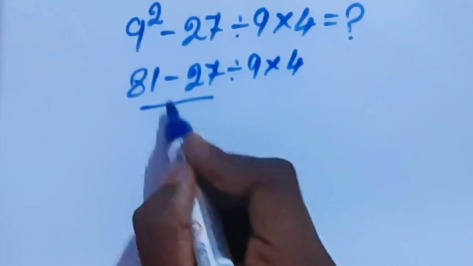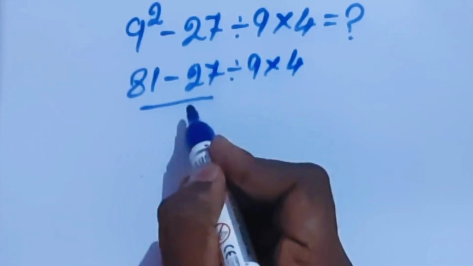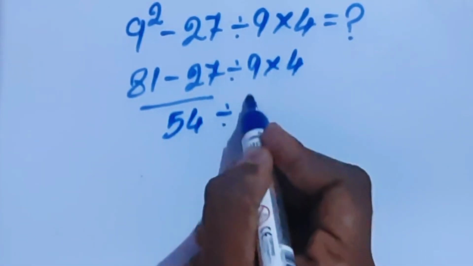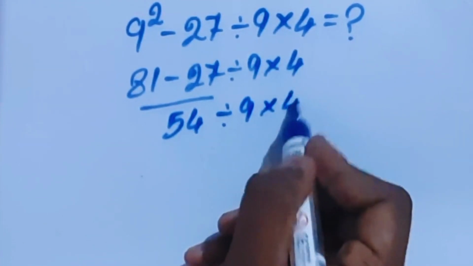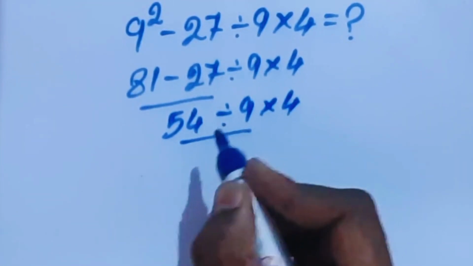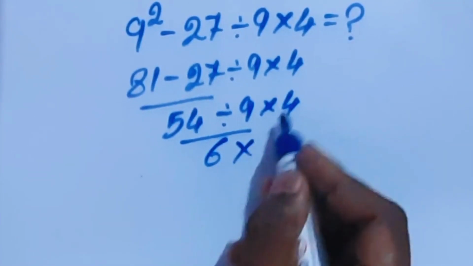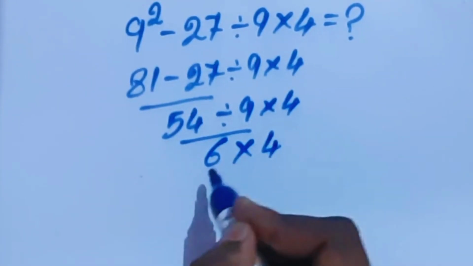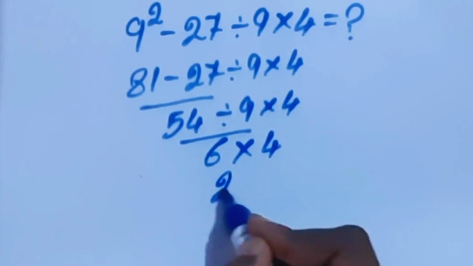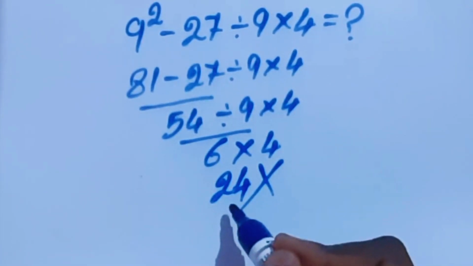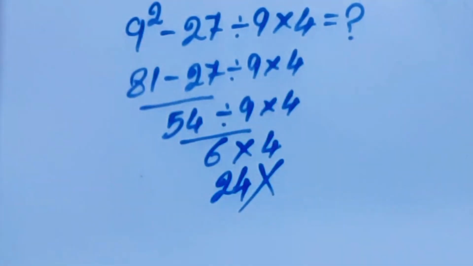Here 9 square is 81 minus 27 divided by 9 times 4. Here this is 81 minus 27 is 54 divided by 9 times 4. Here this is 54 divided by 9 is 6 times this 4. Here 6 times 4 is 24. 24 is the wrong answer as per the order of operations.